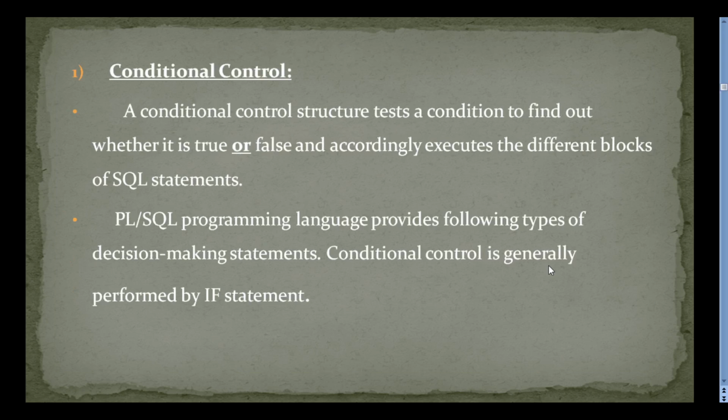Coming to the conditional control structure, what is conditional control? Conditional control means that first of all, it tests a condition. Based on the condition, whether it is true or false, if it is true, a certain block of statements is executed. Otherwise, some other block of statements is executed. The conditional control statements are also called decision making statements.